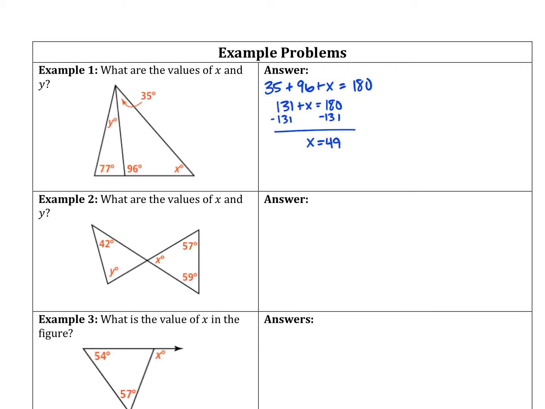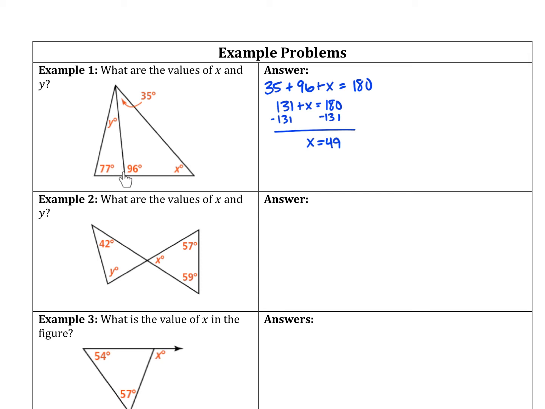So x equals 49. But then what about the y? What about the angle that has the y on it? I maybe could use this skinny triangle if I knew what this angle was. And some of you might be able to look at that and say, oh, I can figure out what that angle is. I can use this 96-degree angle to figure out what that angle is. Or I can use the triangle angle sum theorem to figure out what that angle is.